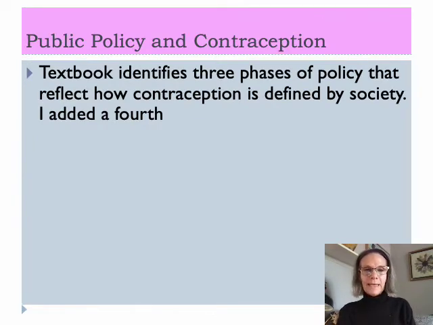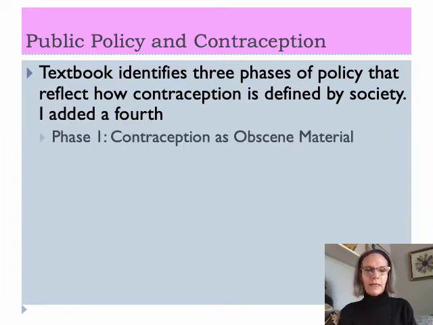Your textbook identifies three phases of public policy that reflect how contraception is defined by society. Because of recent changes, I've added a fourth phase, which we'll talk about just briefly in the lecture.